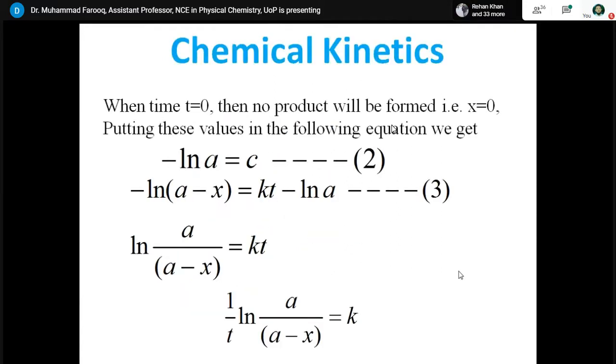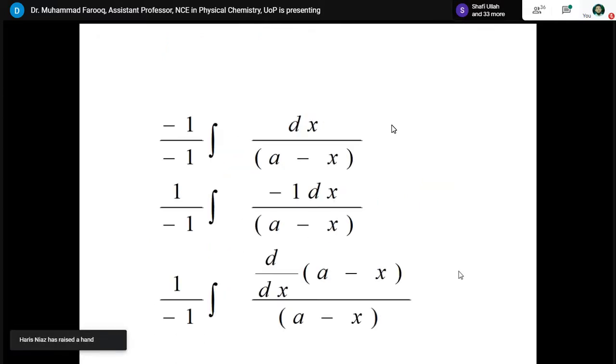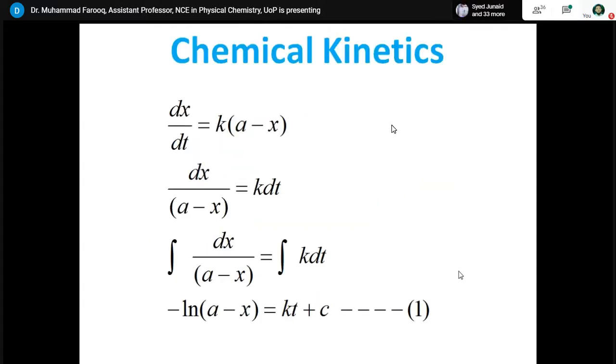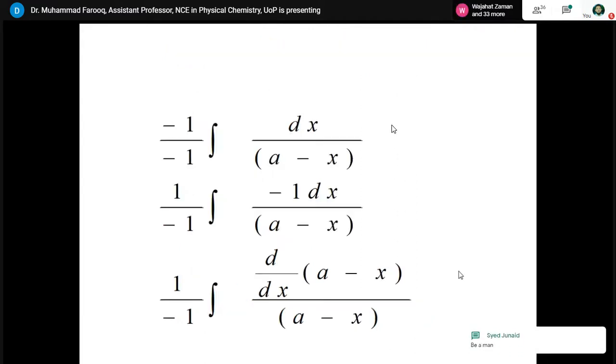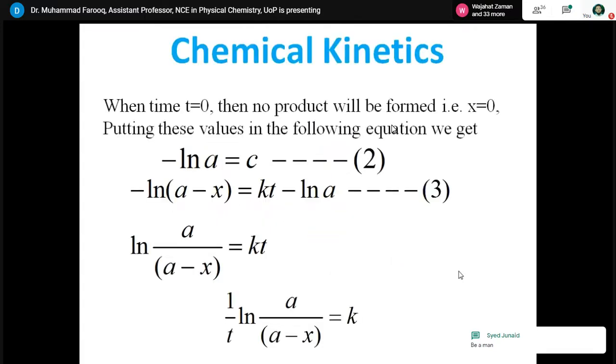Okay. Now, suppose that the time is 0, now automatically there will be no product formed, so we can put x is equal to 0. In the above equation, minus log of a minus x is equal to kt plus c, if we put x is equal to 0, you will be left with minus log of a is equal to c. You can see minus log of a is equal to c. Is this clear or not?